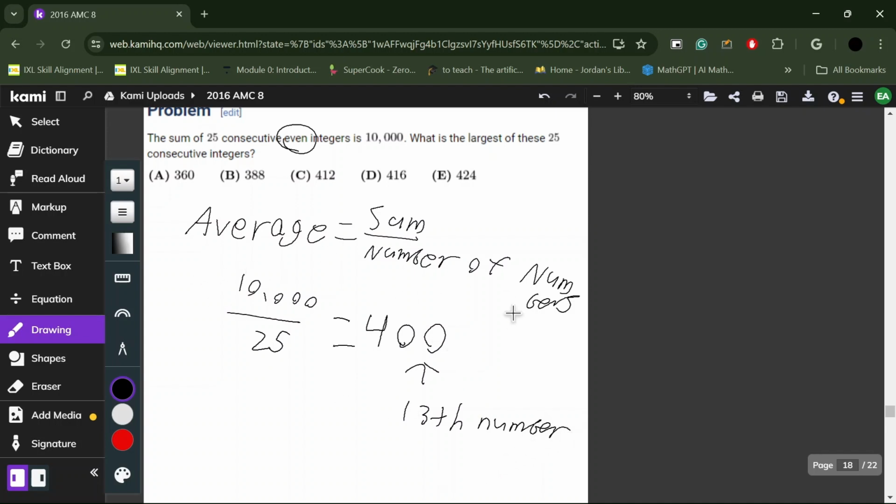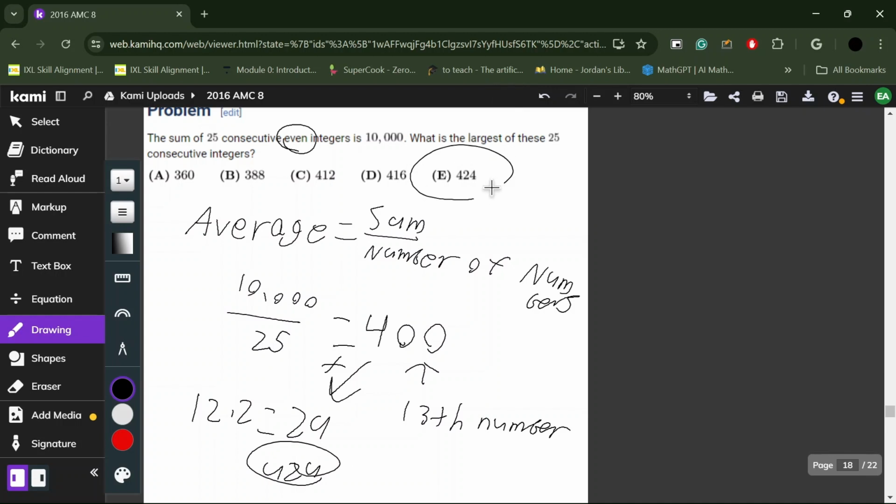So that means there's 12 numbers more to go. And you might think 412 would be the answer. That's not true. Because since it's even, we have to do 12 more numbers and multiply it by 2 because it's skipping a number. So we get 24. So 400 plus 24 is equal to 424, which is letter E.